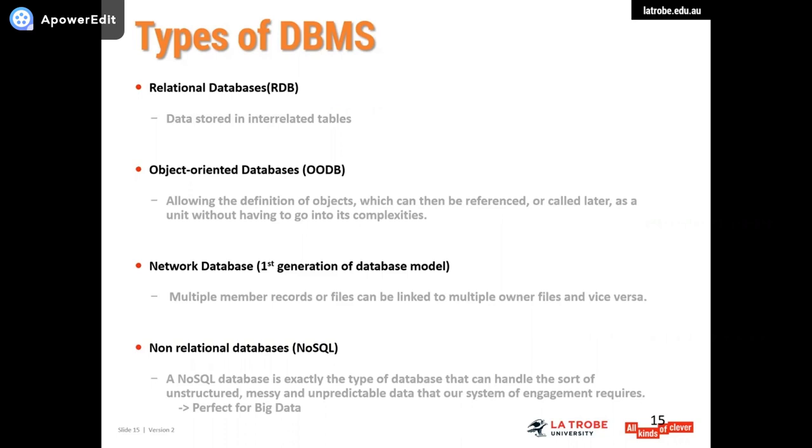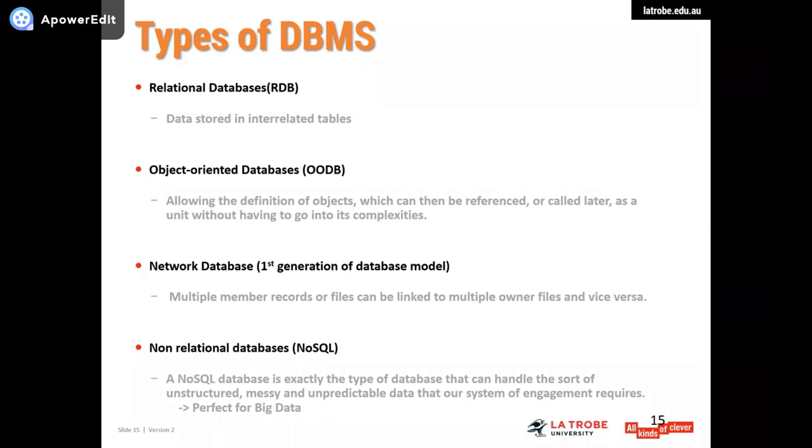So finally, there are the non-relational databases, or NoSQL. A NoSQL database is exactly the type of database that can handle the sort of unstructured, messy, and unpredictable data that our systems of engagement require. In reality, most data is unstructured, unorganized, and disordered, so processing this kind of data using the original data models is very difficult. That's why nowadays, especially to deal with big data, we have to use NoSQL to do the data processing.